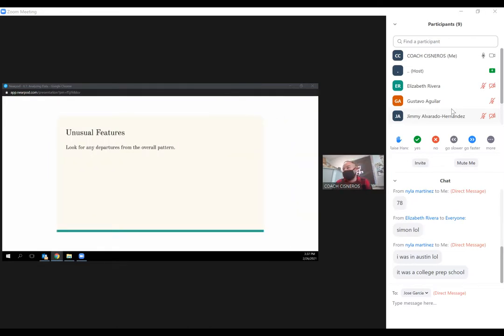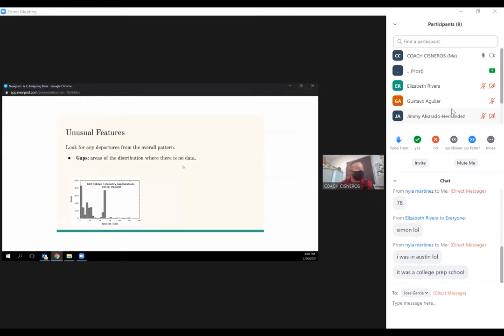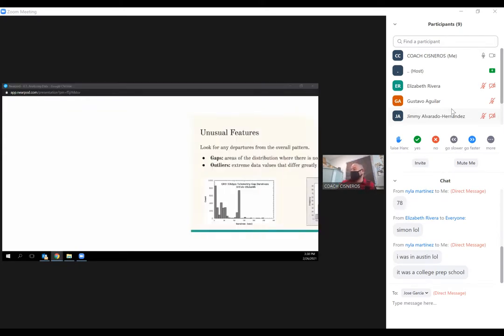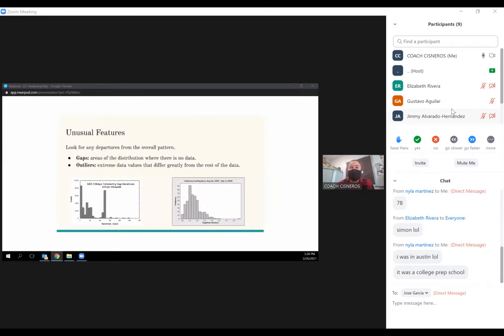There are two types of unusual features there might be in a chart or graph. One is called a gap. If there's a gap in the data, you can see gaps down here. That's an unusual feature. Not all distributions have gaps. The other one is called an outlier. Have you heard the term outlier before, besides today? Outliers are extreme data points, like those zeros.